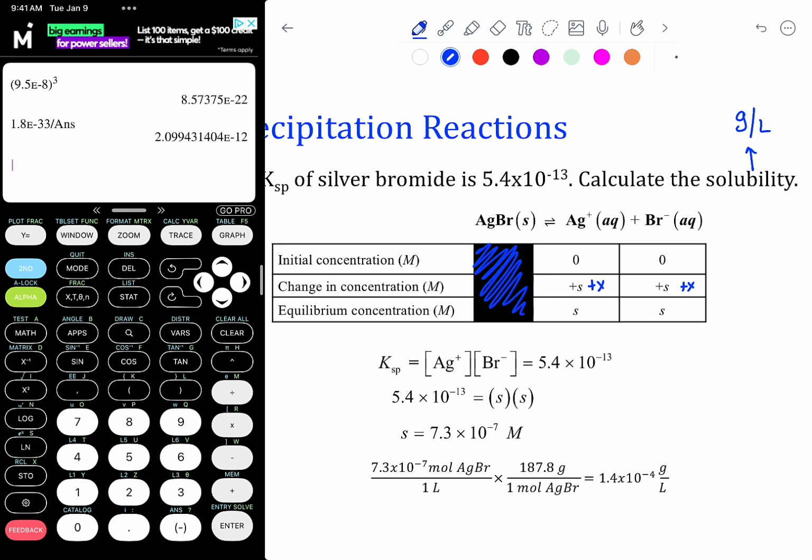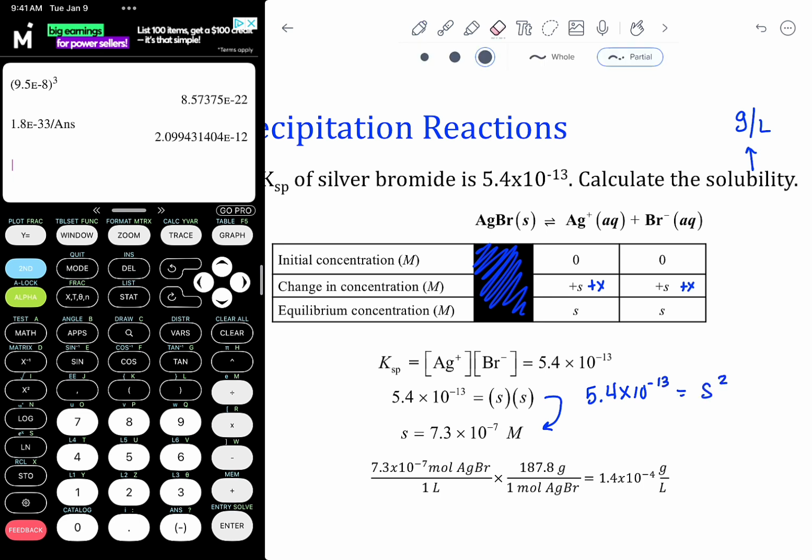We know that the KSP is going to be equal to the concentration of the silver ions multiplied by the concentration of the bromide ions. And we know from our ICE table that those two values are both equal to S. So this gives us S times S is equal to 5.4 times 10 to the minus 13. We get 5.4 times 10 to the minus 13 is equal to S squared.